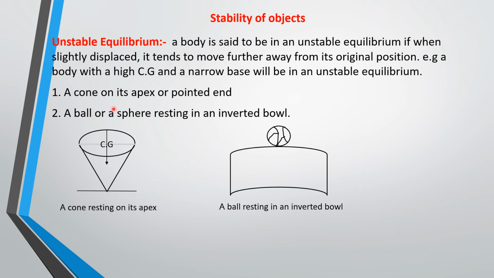So a cone on its apex or pointed end is an example of a body that is in an unstable equilibrium. Also, a ball resting on an inverted bowl, like this ball. Now, if you displace this ball slightly, it will roll over and fall down. So these are examples of unstable equilibrium. Those are examples of stable equilibrium.